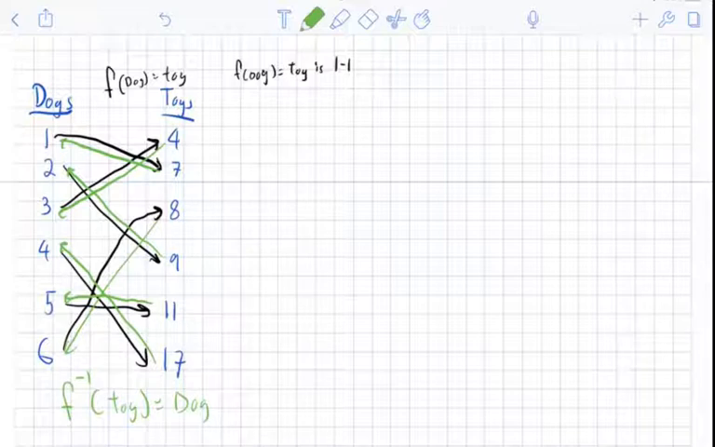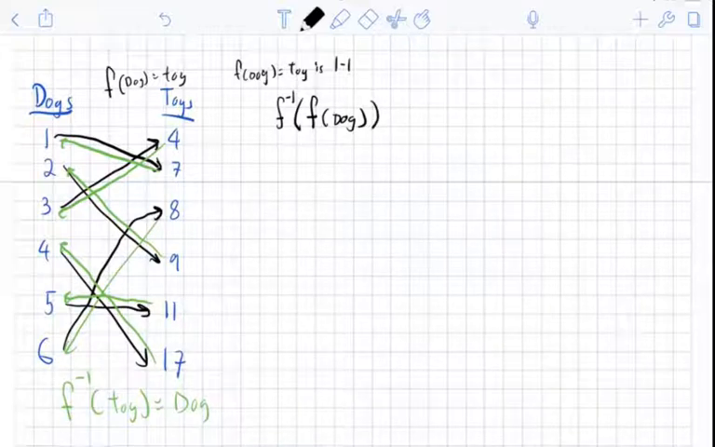So, how can you tell if a function is an inverse? What I'm about to tell you is going to be super obvious on this particular diagram, but it's pretty important to understand. The idea here is, if I take a dog name and look up which toy is its favorite, and then take that information and look up which dog that corresponds to, I always get my original dog.